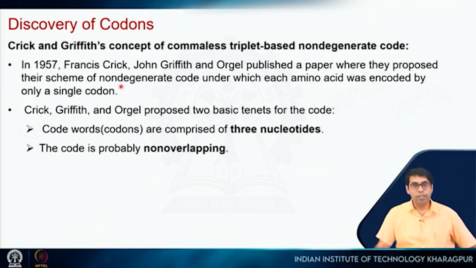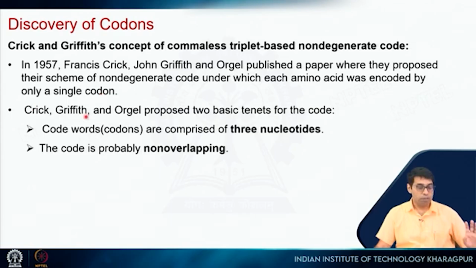Now, based on all of this information that was being produced at that time, Crick and Griffith came up with this concept of a comma-less, triplet-based, non-degenerate code, that there has to be some code by which the information stored in DNA and RNA is converted into protein. So in 1957, Francis Crick, John Griffith and Orgel published a paper where they proposed their scheme of non-degenerate code under which each amino acid was encoded by only a single codon. This was eventually proved to be wrong, because now we know that multiple codons can code for a single amino acid. So there is degeneracy.